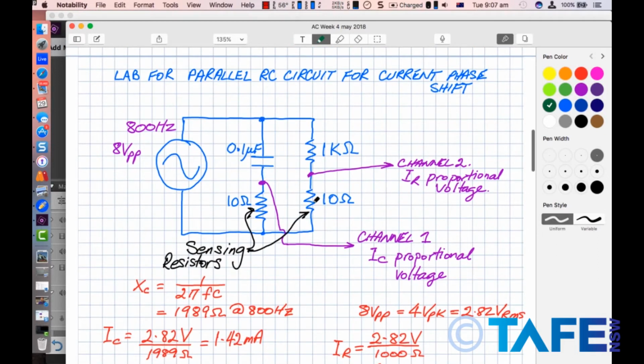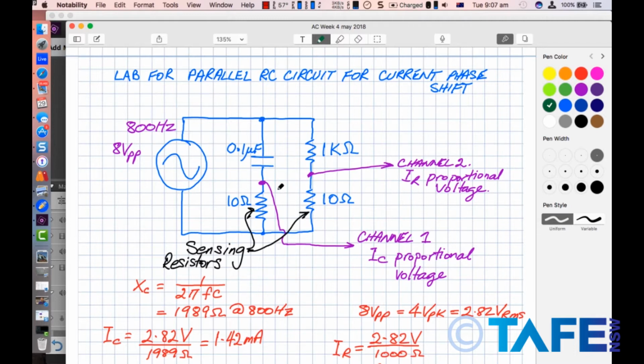I've used two sensing resistors and I've used channel 1 on the oscilloscope to measure in this particular circuit. However, I think I did in practical, it might have been the other way around, not quite sure now, but measuring the voltage drop across the 10 ohm resistor, which gives me the current through the capacitor, measuring the voltage drop across this resistor, which gives me the current travelling down through the 1K.